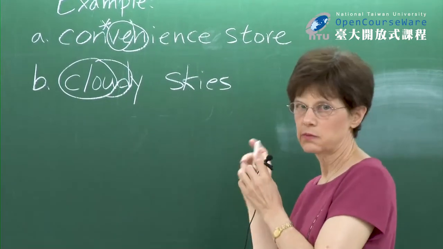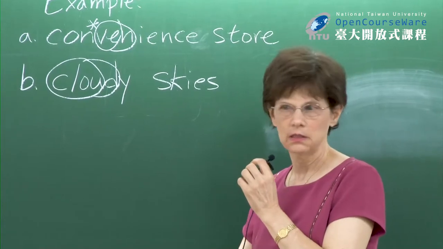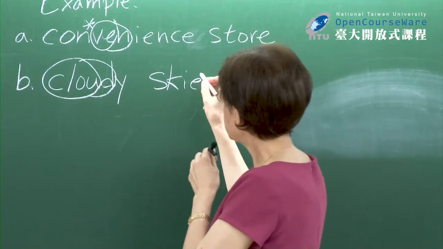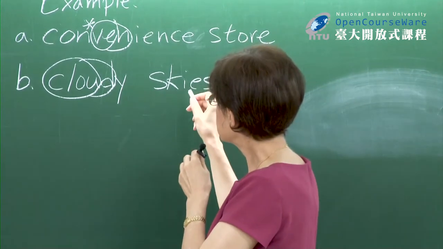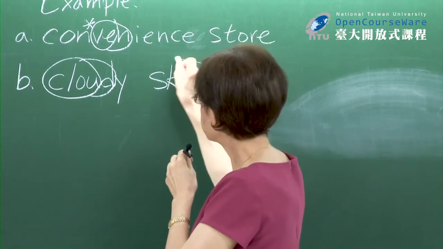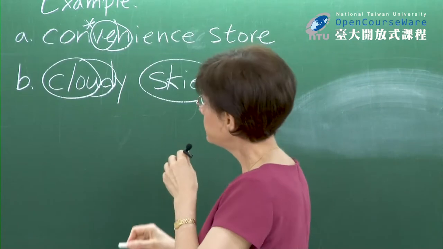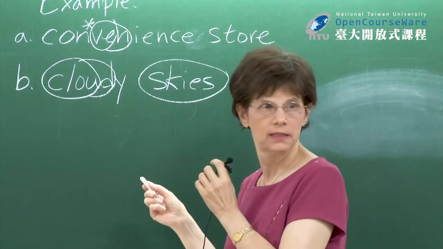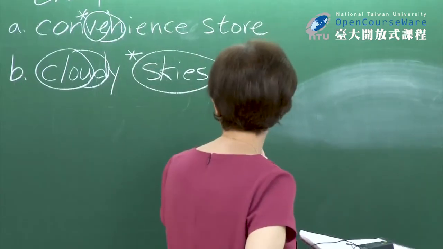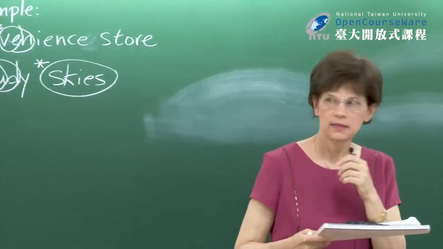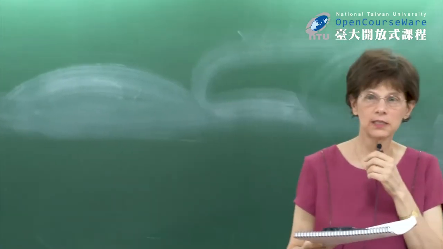And then how about what else do we circle? How far do we circle? S, K? The whole thing. And what do we do next? Put an asterisk right here, okay? Cloudy skies. So is everybody clear now how to do this?